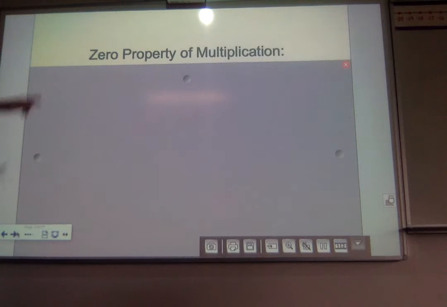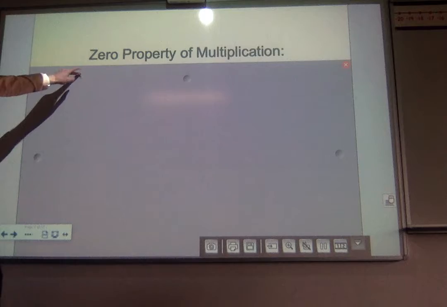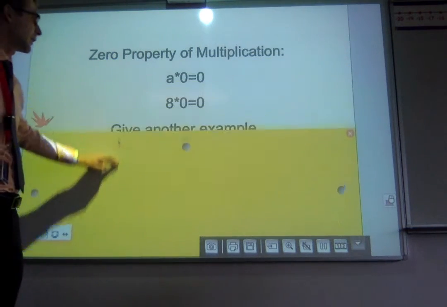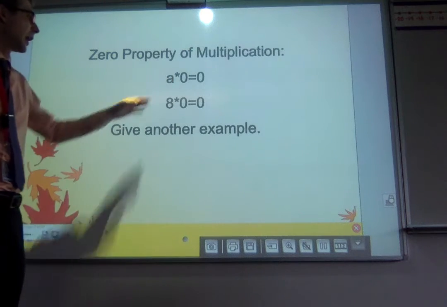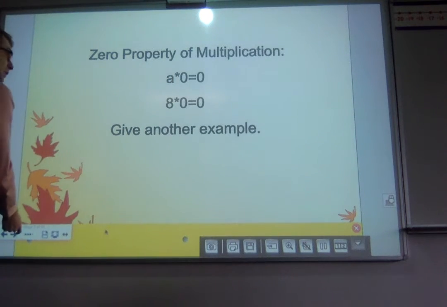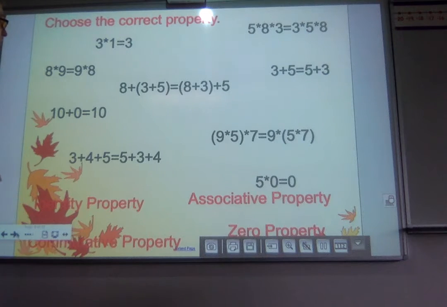All right, zero property of multiplication. Again, think about just the name of it. Zero multiplying, so anything times 0 is going to be 0. 8 times 0 is 0. A million times 0 is 0. That's our zero property of multiplication.